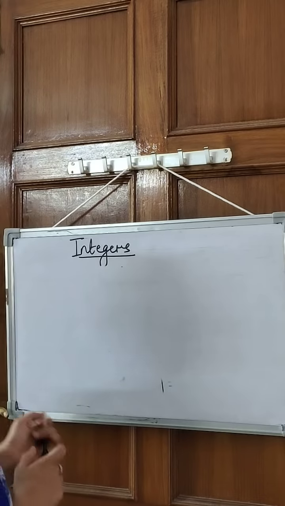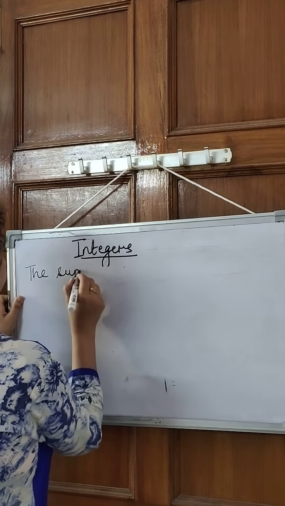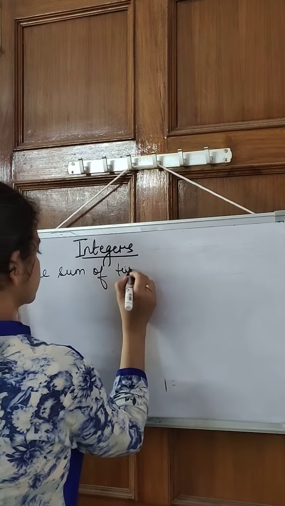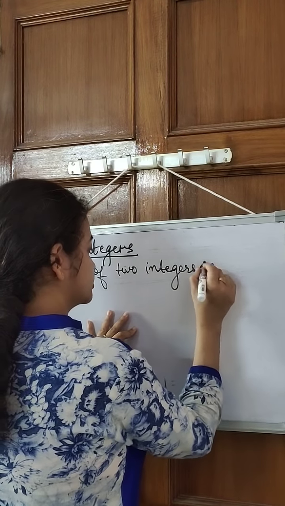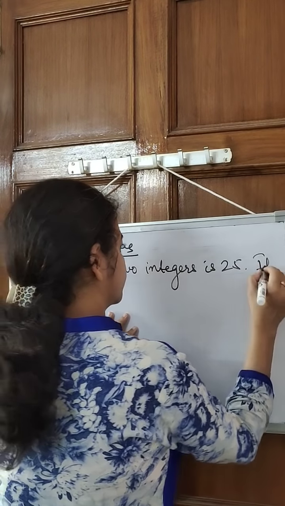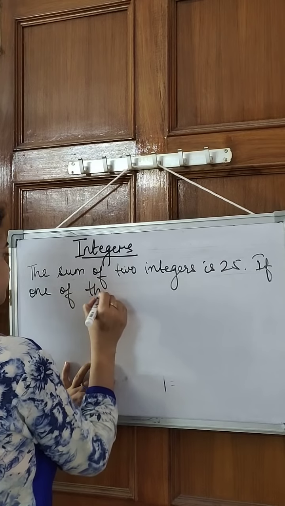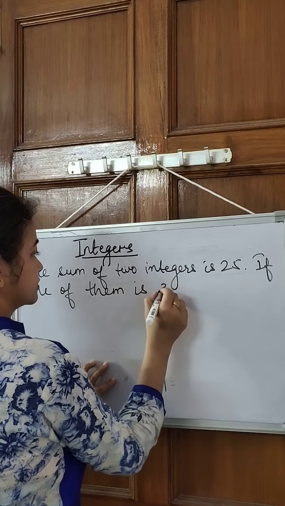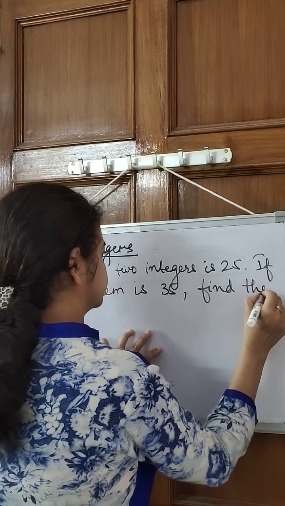Okay. Now let me take this question. The sum of two integers is 25. If one of them is 35, find the other.